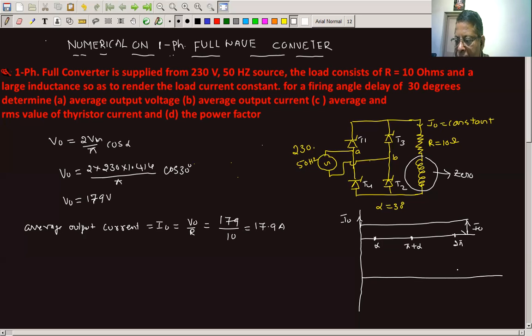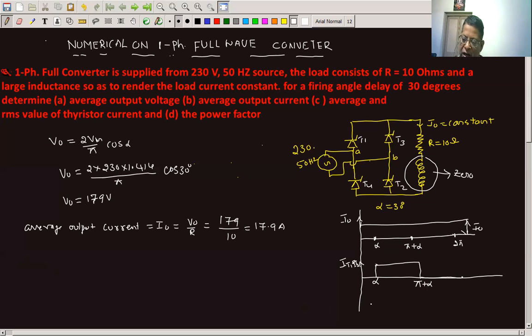From alpha to pi plus alpha, T1, T2 are on, so its current is equal to the load current. This is the current waveform for IT1, IT2. Again from pi plus alpha to 2 pi, T3, T4 are conducting. So once T3, T4 are conducting, the current through T1, T2 is 0, so this current waveform becomes 0 up to here. Now this is alpha, this point is pi plus alpha.